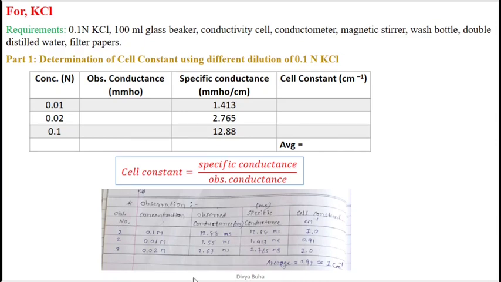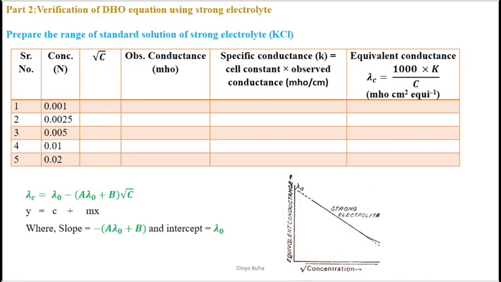These are the readings of one of the students. Over here you can see the observed conductance values which were obtained, and the specific conductance values are fixed. The cell constant obtained is near to 1, and then you take the average, which is 0.97. This average you have to consider for the second part, where we will require the exact value of the cell constant in the calculation.